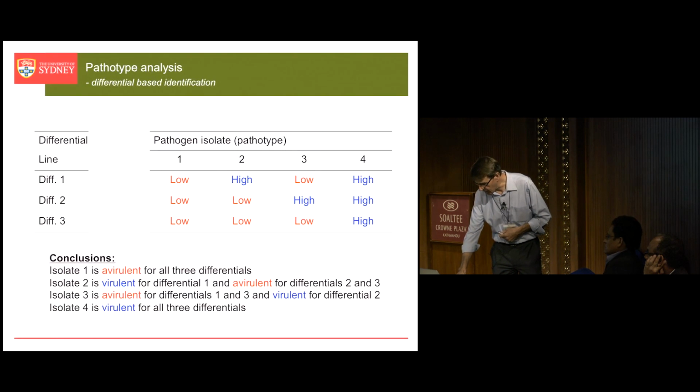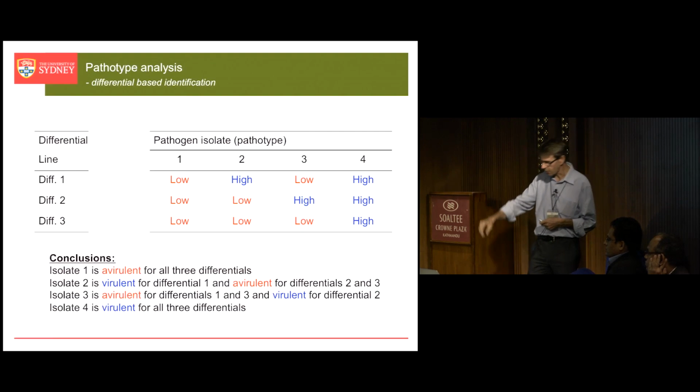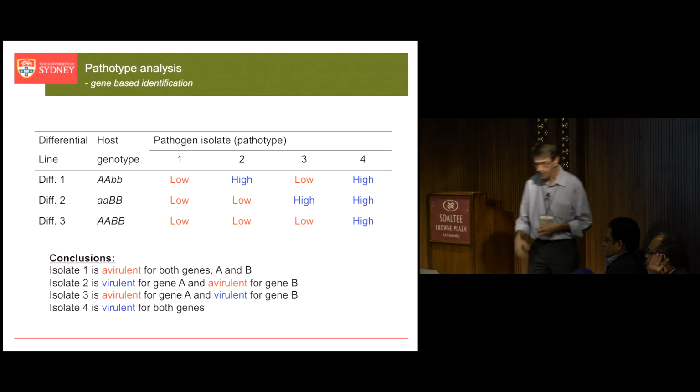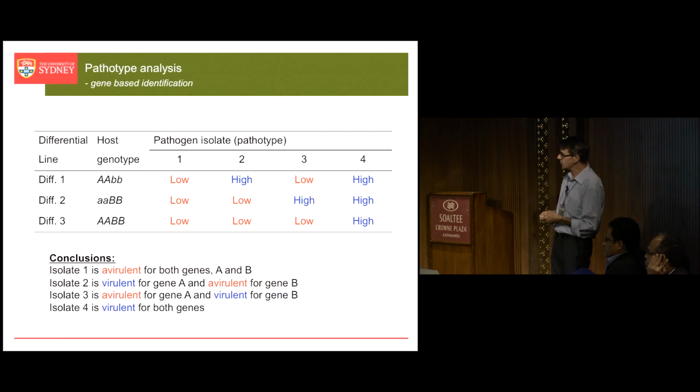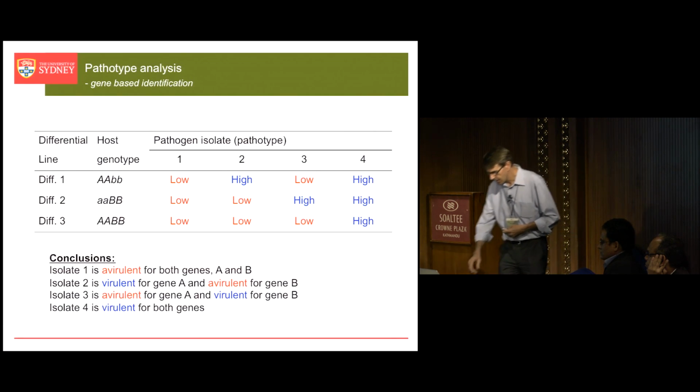And to illustrate what I mean by that, if we look at this table I just showed you before, we could say, if we did the genetics, that differential number 1 carries gene A, differential 2 carries gene B, and maybe differential 3 carries both of those genes. So now instead of saying that isolate 1 is avirulent on all of those lines, we can say that it is avirulent for both genes A and B. So we're now reporting the pathogenicity, the virulence or the avirulence, in relation to a specific gene.